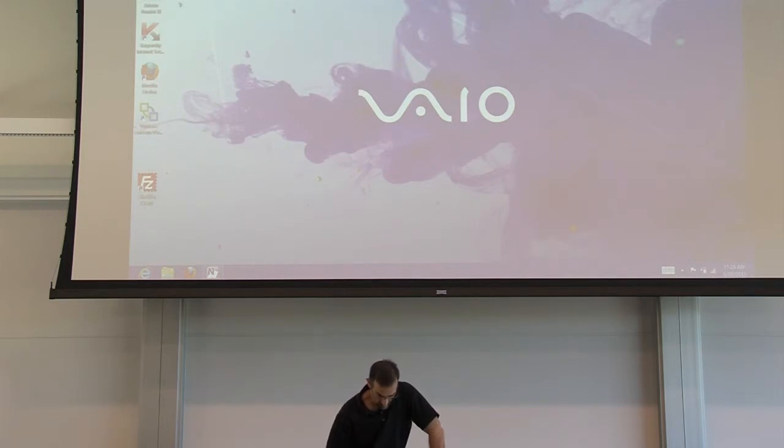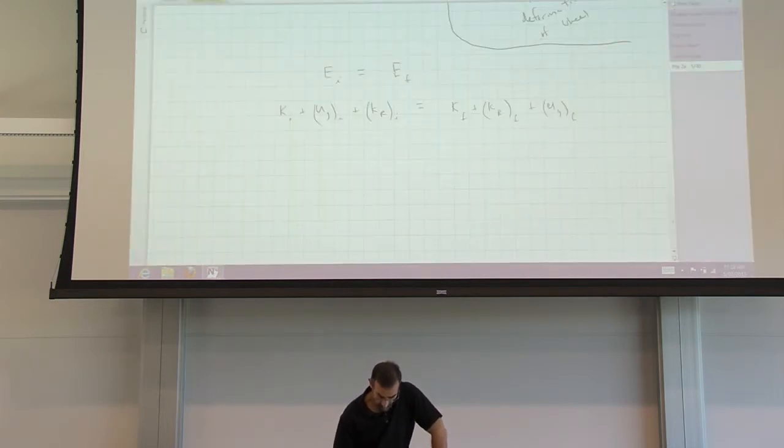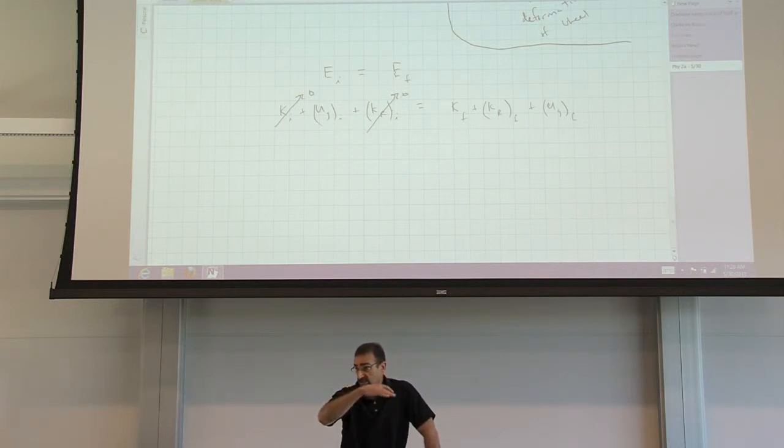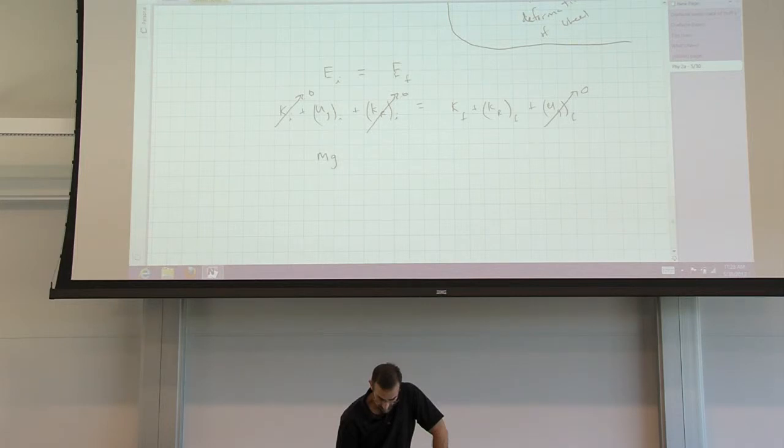So, at the beginning, is it moving? No. Is it rotating? No. But it is above the lowest point. So we'll call the lowest point 0, which means at the end, we've got no gravitational energy. So this is our energy equation. We start out with gravitational energy. We end up with the moving plus rotating.